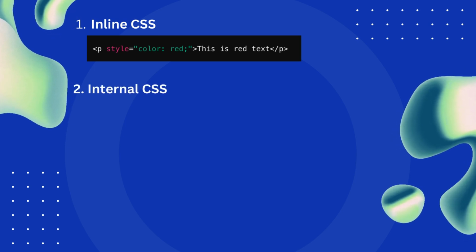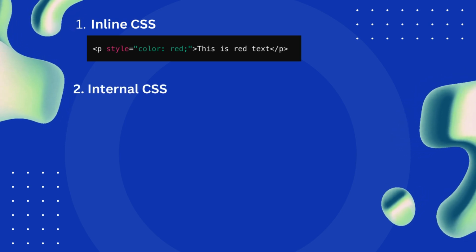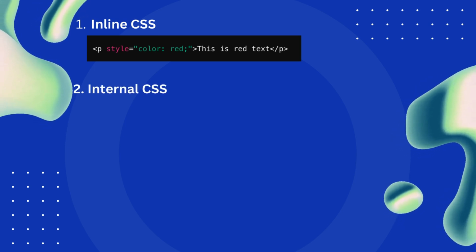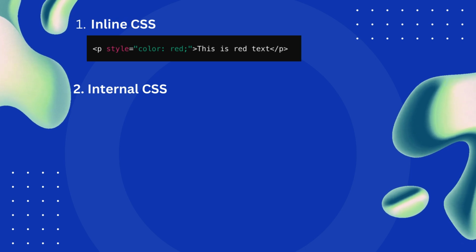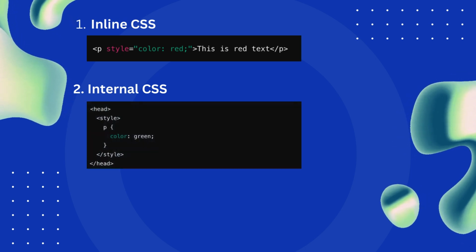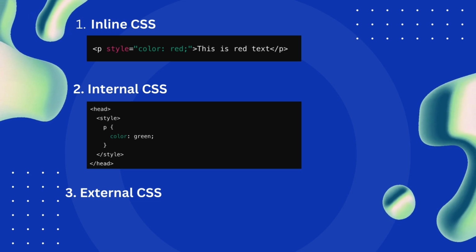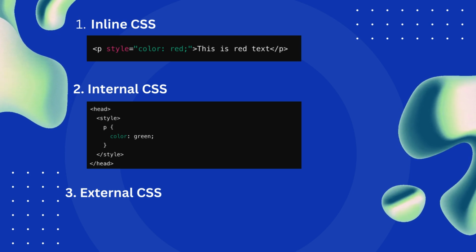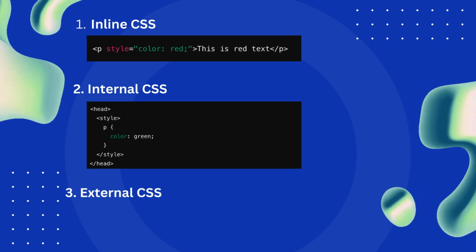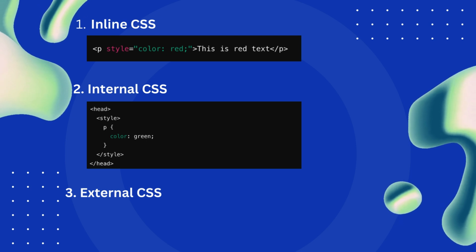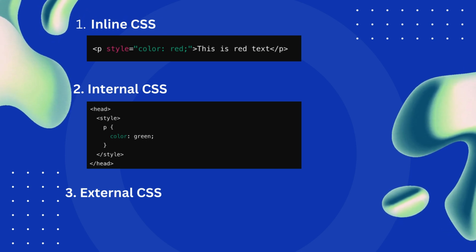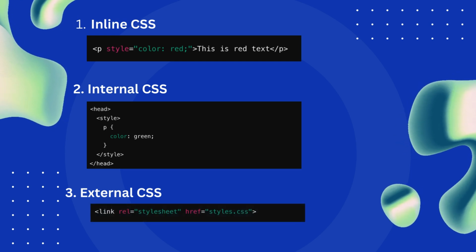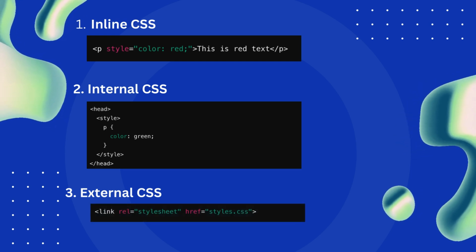2. Internal CSS. This is when you add CSS inside the style tag in your HTML's head section. Here's an example. 3. External CSS. This is the most common and efficient method. You create a separate CSS file, link it to your HTML file, and control all your styles from there. Like this. In the styles.css file, you can have all your CSS rules.